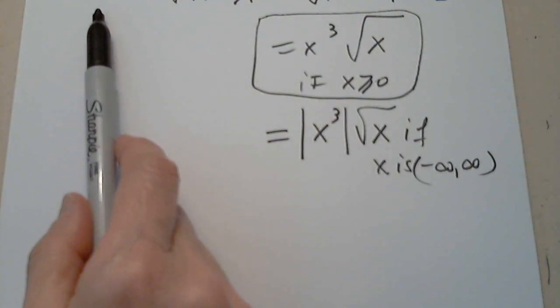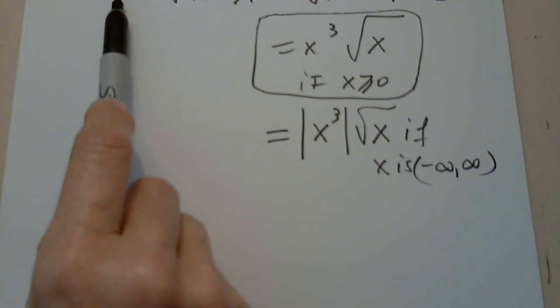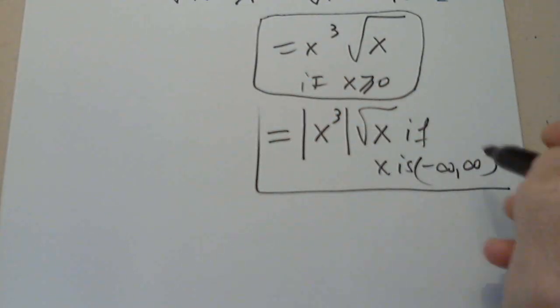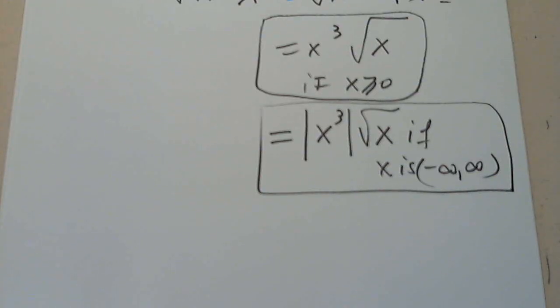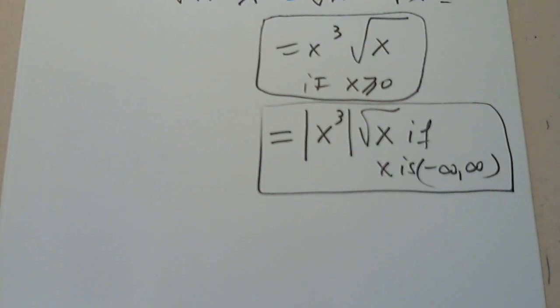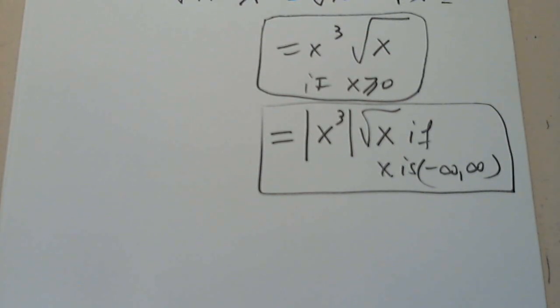If I'm told that x can be anything, this is the correct answer. If I'm told that x is only positive, then this is the correct answer. So these are two different situations. If x is greater than or equal to 0, this is correct. If x can be anything, then this is correct with the absolute value. Okay?